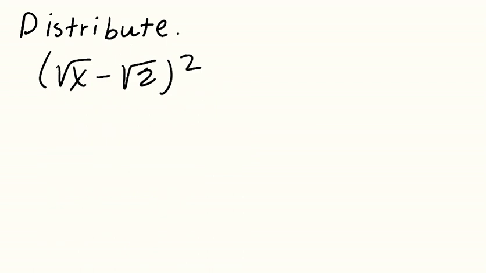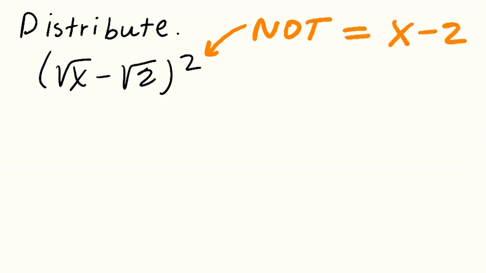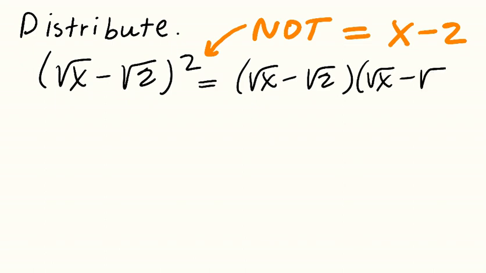Okay, just like when we squared a binomial that didn't have any radicals in it, you cannot just say that this is x minus 2. Okay, so I'm going to just remind y'all of that. This is not equal to x minus 2. Please don't do that. Okay, what you need to do is set up for FOIL. So this is square root of x minus square root 2, square root of x minus square root of 2.